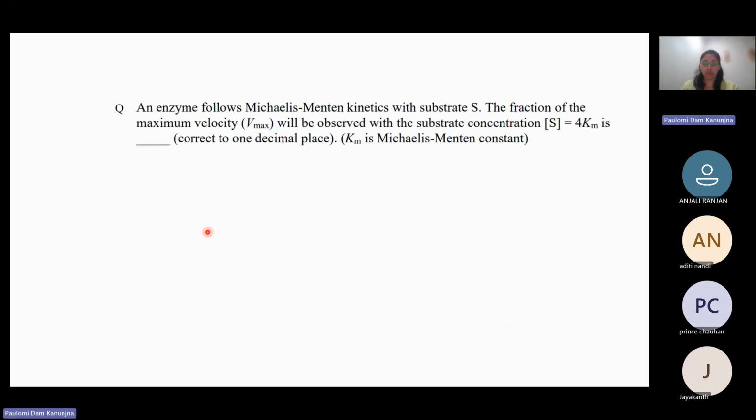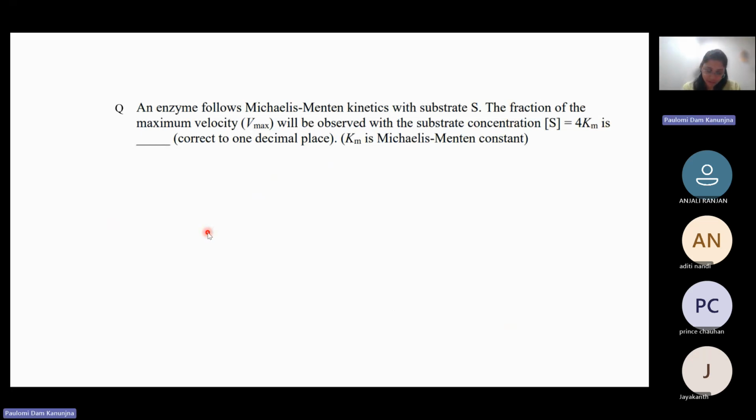All right. So let's move to the next set of questions. Now, an enzyme follows Michaelis-Menten kinetics with a substrate S. The fraction of the maximum velocity, which is the ratio of V naught to Vmax, that will be observed when you have substrate concentration of 4 Km. So solve it for your V naught and then let me know what is the fraction that you will observe when your S is 4 Km.